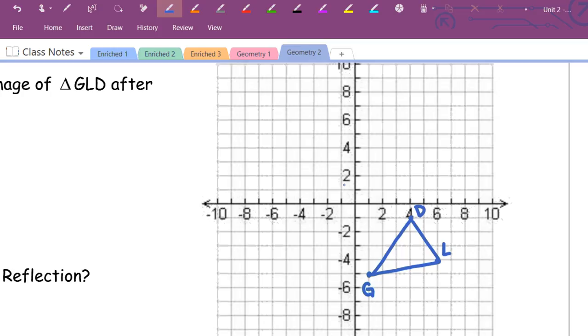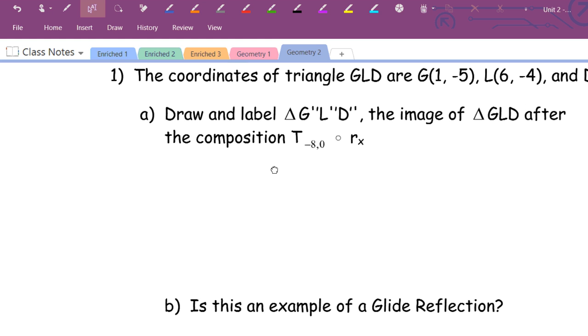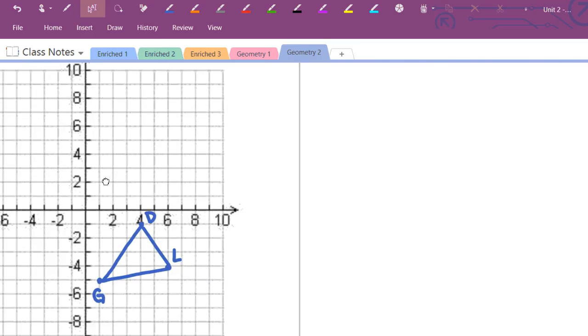Reflection over what? Okay, so I'm going to make a reflection over the x-axis, which means, by the way, I'm going to be getting G prime, L prime, and D prime. So let's go and make that happen. G prime reflected over, and what's G prime? Jason going to have a good coordinate. Good, so over 1, up 5. And that would be G prime. Make sure you label it accordingly.